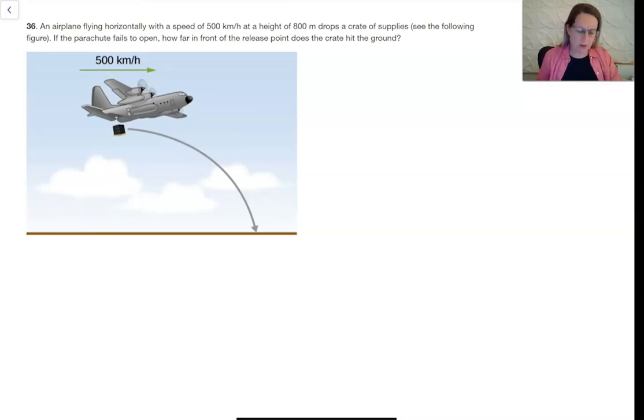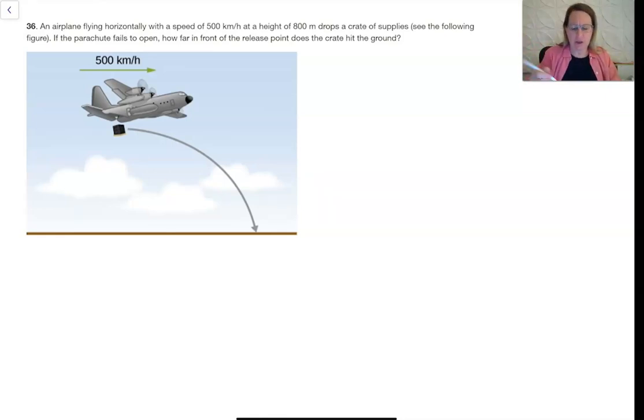Looking at how we can apply some of what we've learned here, we're going to look at projectile motion problems. The first one is from the chapter on projectile motion, chapter 4, I think, problem number 36 that you see here, about an airplane flying and releasing something and asking where it's going to fall.